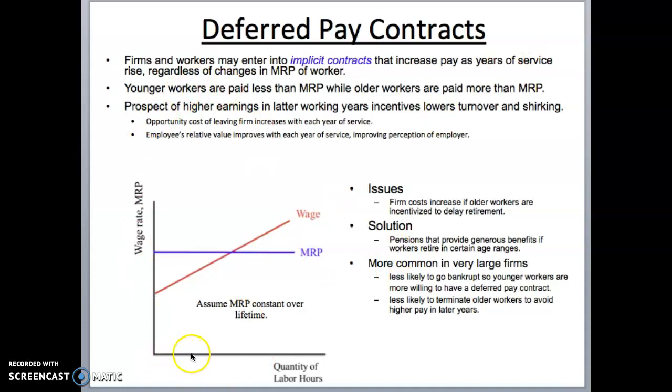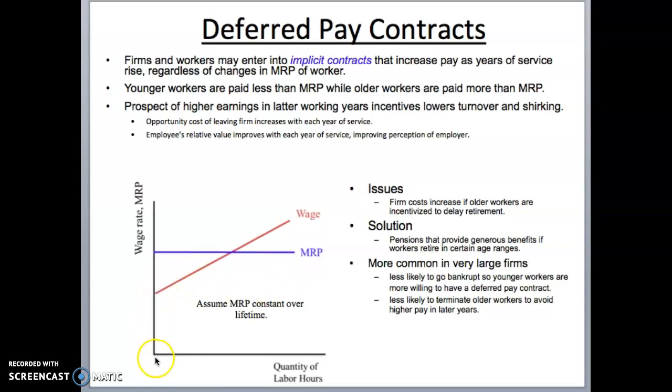We've got the quantity of labor hours, and this would be lifetime labor hours in a job. And then you've got the wage rate and the marginal revenue product on the vertical. So let's assume, just for illustration, that over the lifetime of hours, marginal revenue product does not change. Just means that every year the worker is there, their productivity, their contribution to the firm is the same. I know that's not true, but it doesn't change the analysis if we make that assumption.